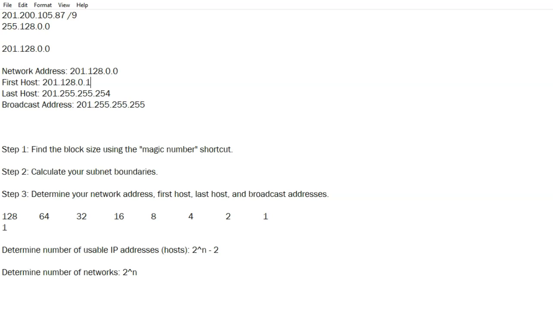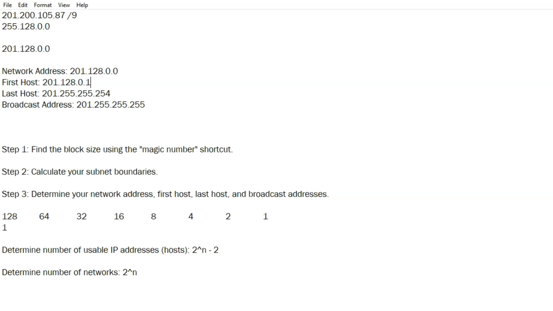Again, the 3 steps I use are to find the block size using the magic number, and then calculate my subnet boundaries. Again, this is really using multiplication. If you want to, you can add everything together. Just keep in mind on these certification exams, they don't allow you to keep a calculator. So if you struggle with multiplication tables, that is something you want to practice with, okay? And then lastly, once I've figured out what my subnet boundaries are, it's easy for me to determine what my network address is, my first host, last host, and broadcast addresses. Everything else just falls into place.